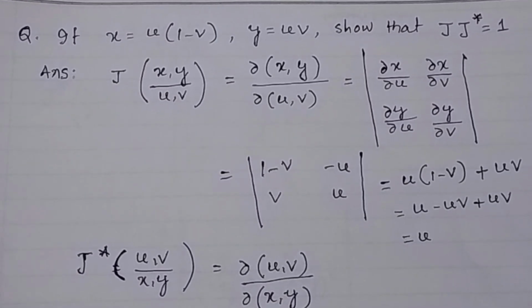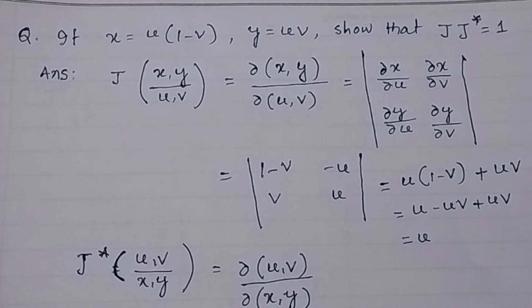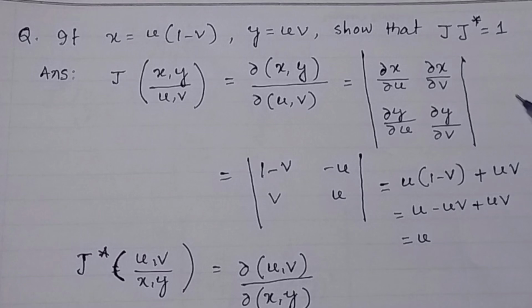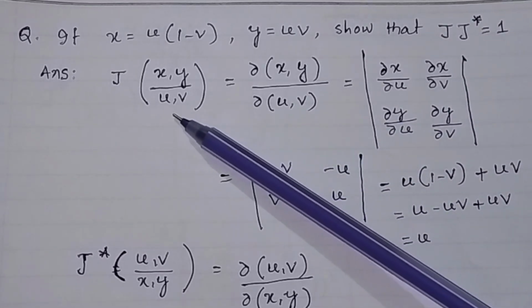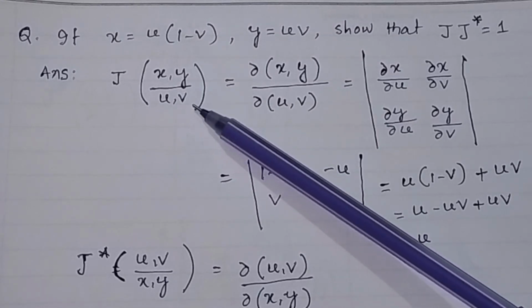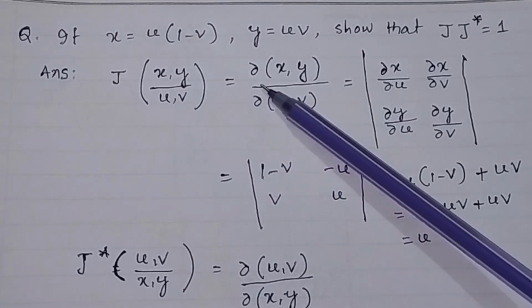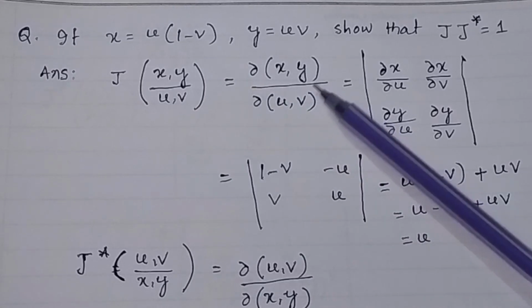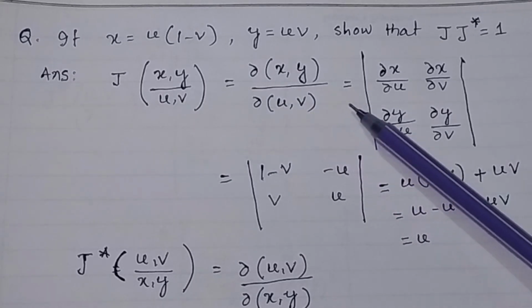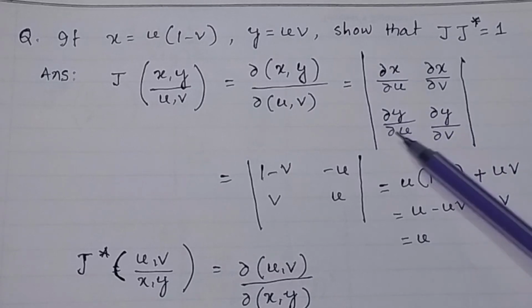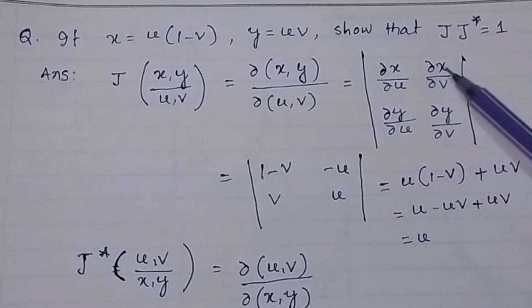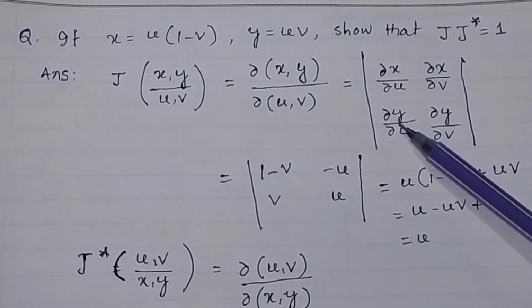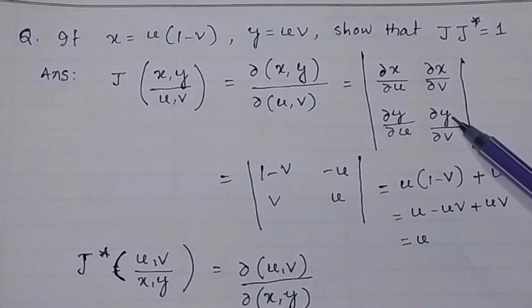If x equals u into 1 minus v and y equals u into v, then the Jacobian J star is equal to 1. The Jacobian of x y with respect to u v is the partial derivative of x y with respect to u v, which can be written as the determinant of partial derivative of x with respect to u, partial derivative of x with respect to v, partial derivative of y with respect to u, partial derivative of y with respect to v.